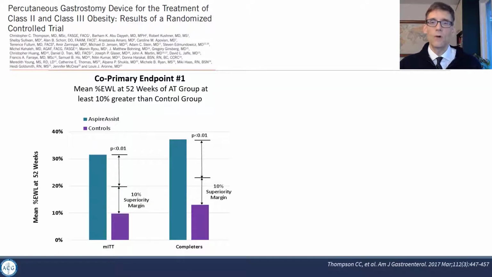The study had co-primary endpoints, the first being mean percent excess weight loss, and this required at least a 10% margin over the control group. And you can see in the intent to treat analysis, the treatment group was over 30% and the control group was under 10%, so that met its endpoint, even more impressive in the completers.